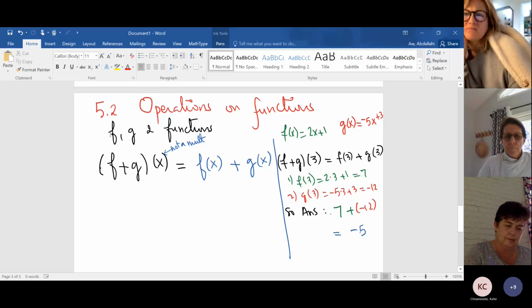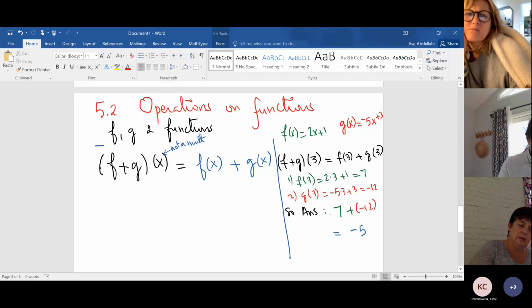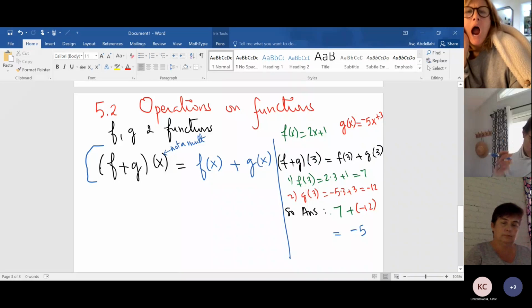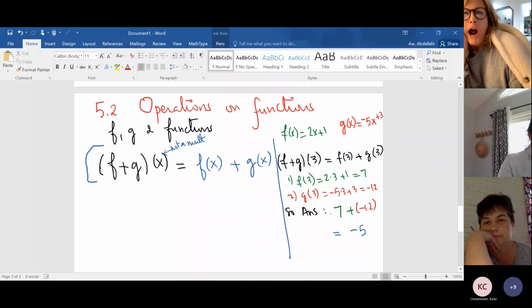Everybody see that? Where did the 3 come from? Say again? I'm confused where the 3 came from. This is just an example. I want to give an illustration of this formula. I just chose 3 randomly.